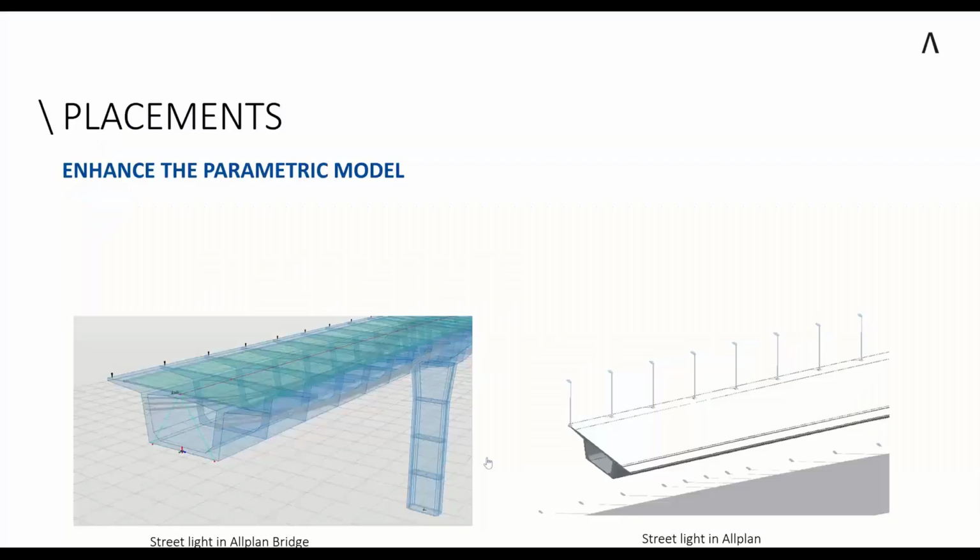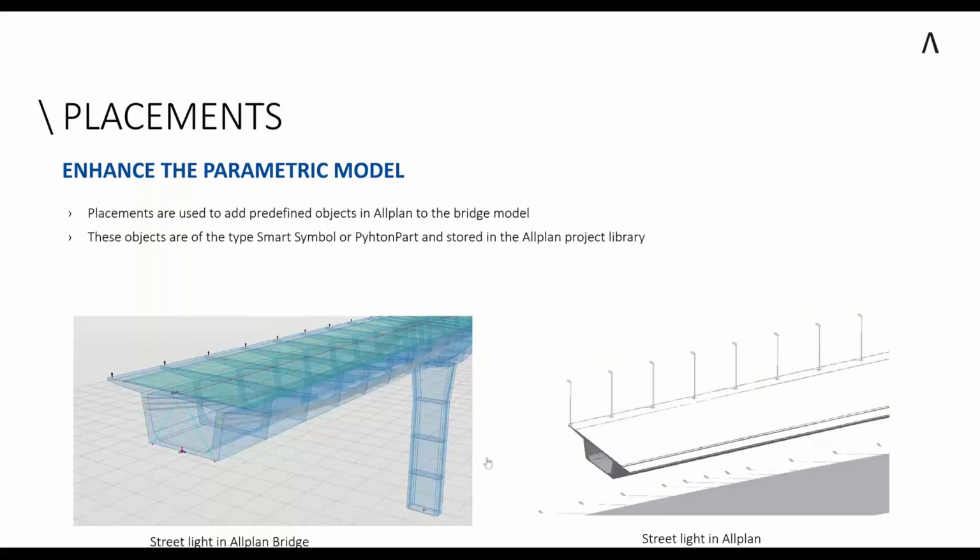Now to come to the transition to my colleague, which will now be the second part of the webinar: placement. So it's actually smart symbols and Python parts. This is what I mentioned before, you know that the parametric approach is limited somehow, of course, to, let's say, more or less simple objects, which consist of an area which is extruded along an axis.